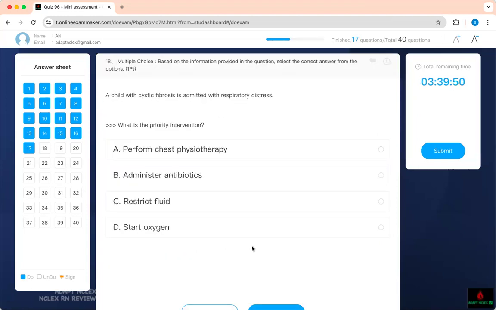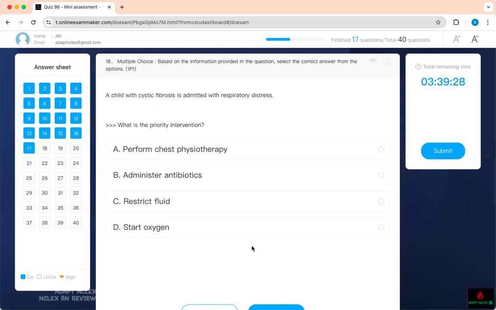A client with schizophrenia and cystic fibrosis is admitted with respiratory distress. What is the priority intervention? Look at the bars way. Cystic fibrosis, respiratory distress. The patient is already in respiratory distress, so attack that problem. This is why I'm doing this video.